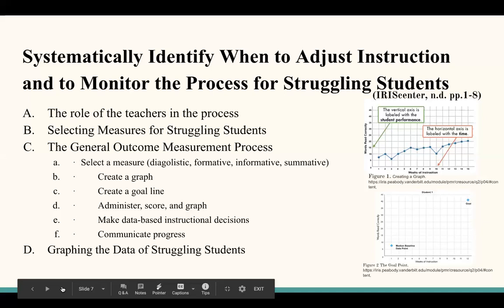Then, communicate process. After having the visual presentation of the student performance, teachers could easily share the performance with the student, parents, and other staff in the IEP team.